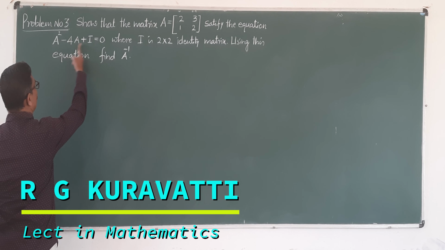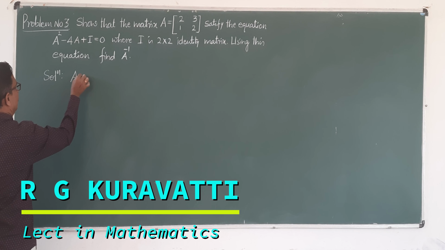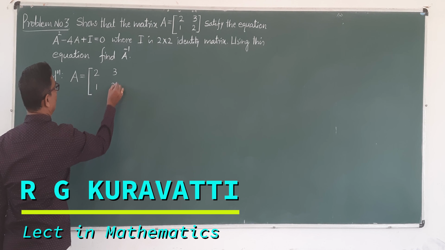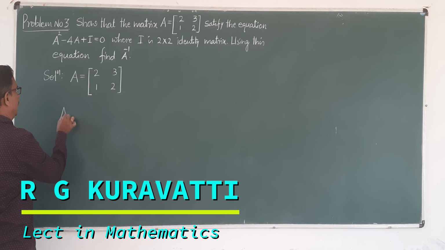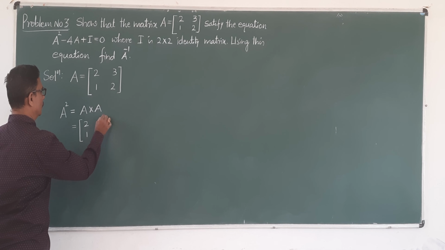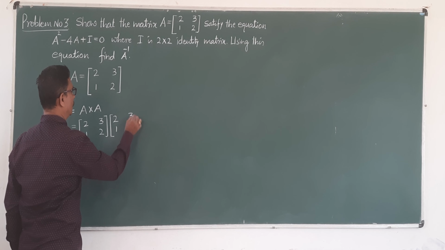Now, the first part is to prove that A square minus 4A plus I is equal to 0. Look here, given data: let A be a 2 cross 2 matrix, first row 2, 3, second row 1, 2. First we find A square. A square is the same as A into A. What is the A matrix? 2, 3, 1, 2 into the A matrix 2, 3, 1, 2.